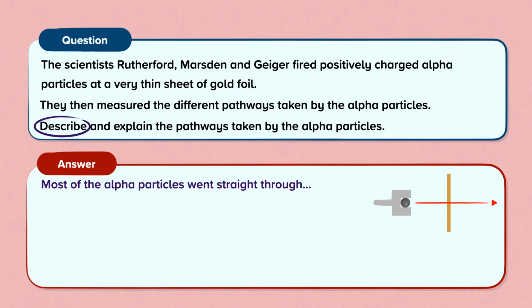Okay, so now that we have our description, we need to explain why. What was it about the atom that meant most of the particles were able to go straight through? I'll give you a couple of seconds to think about that. Okay, so our explanation is that because most of the atom is empty space, most of those alpha particles were able to pass straight through because there was nothing there to stop them. Okay, so let's have a look at our next pattern.